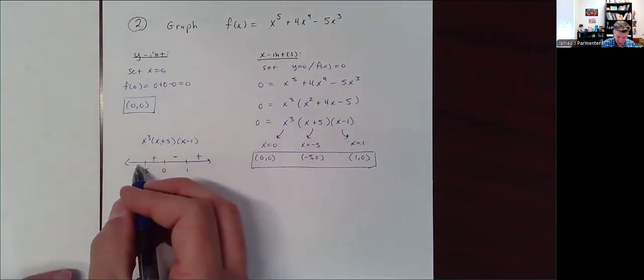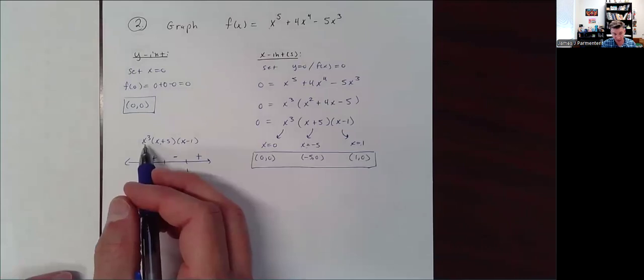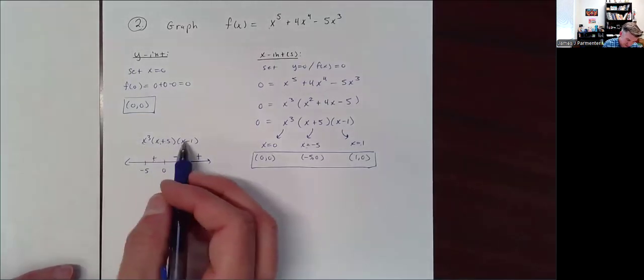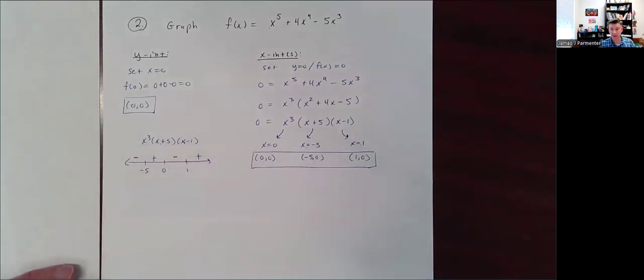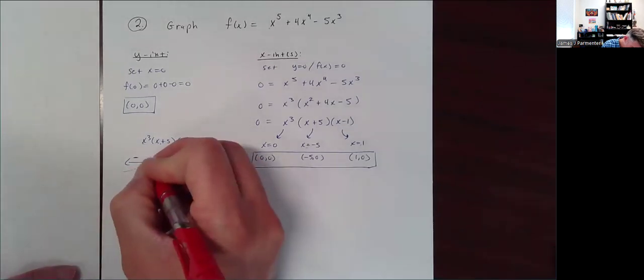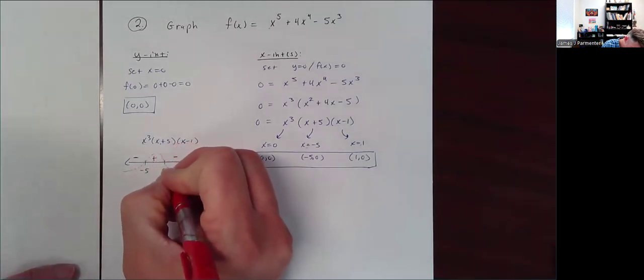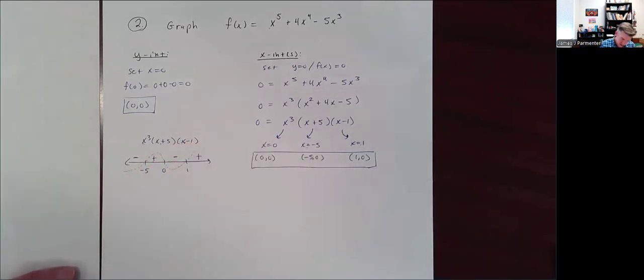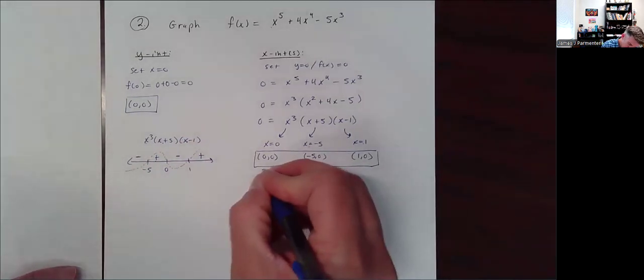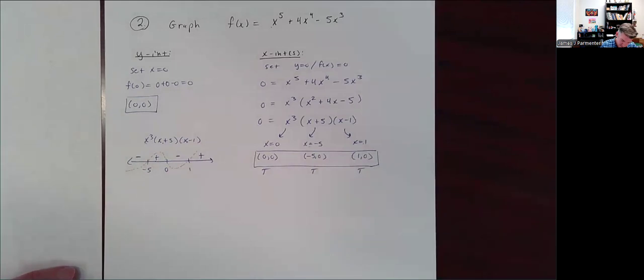Finally, pick a number like negative 6. Negative 6 cubed is also negative. Negative 6 plus 5 is negative. Negative 6 minus 1 is negative. And then negative times negative times negative is negative. We're about to make this easier, I promise. So what we're expecting here is our graph is going to be negative, and then positive, and then negative, and then positive. So it looks like every x-intercept is going to go through the x-axis. Great. So we can say that's a through, that's a through, that's a through.